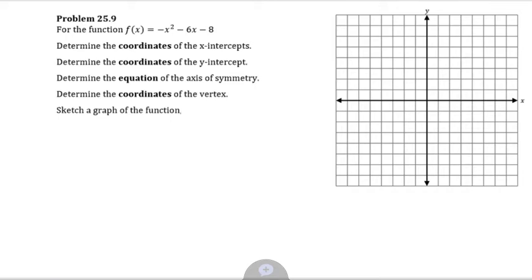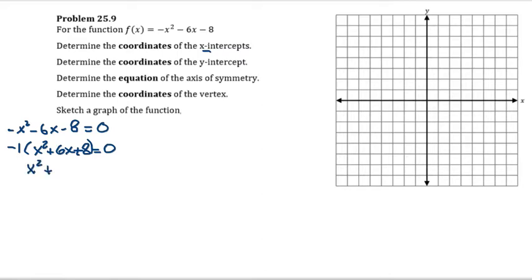We have a quadratic function and we will graph it. So the first step is to find the x-intercept. We find it by setting our function equal to 0 and solving for x. So we can factor out a -1, x squared plus 6x plus 8 equals 0. And we can divide both sides by -1 to solve this easier equation.